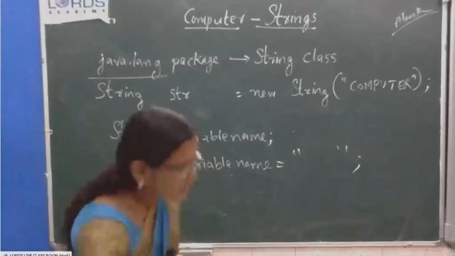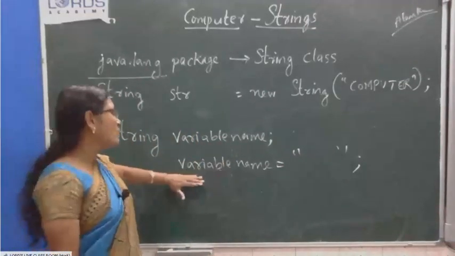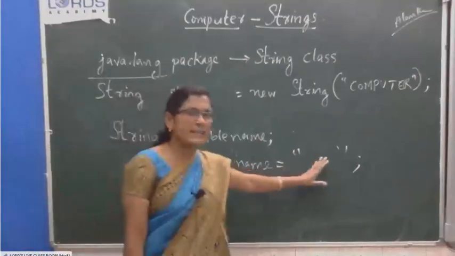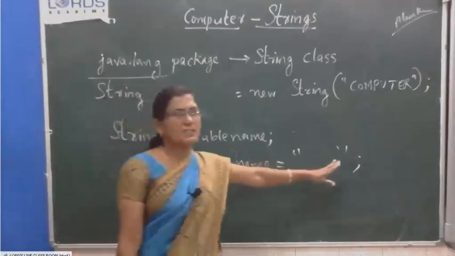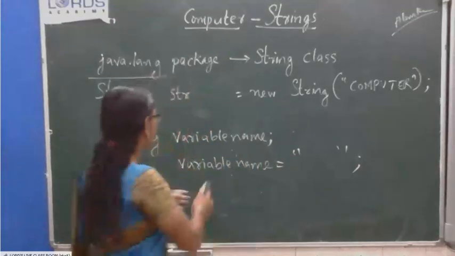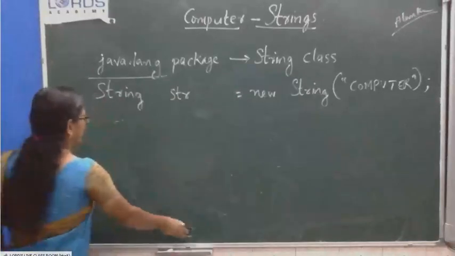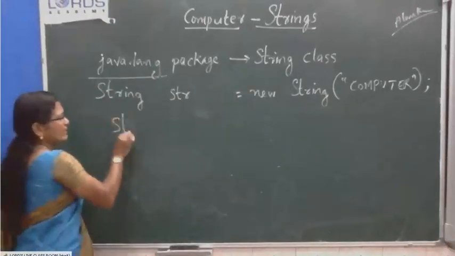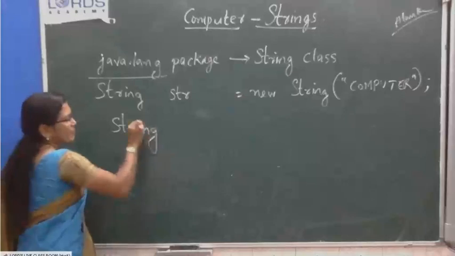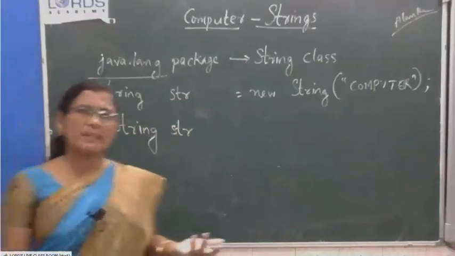So the syntax is string type variable name, and you can assign a value to the string as variable name equal to the string constant. As a single step also you can give it. In a single step, a string type variable can be declared: String str. str is the name of the variable, a string type variable. Any name can be given by you.